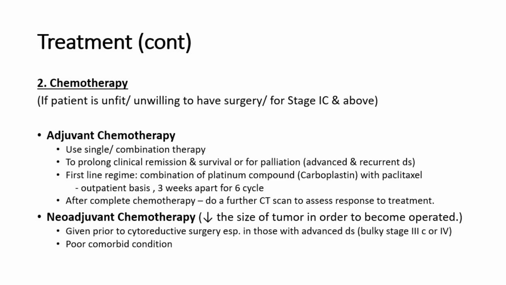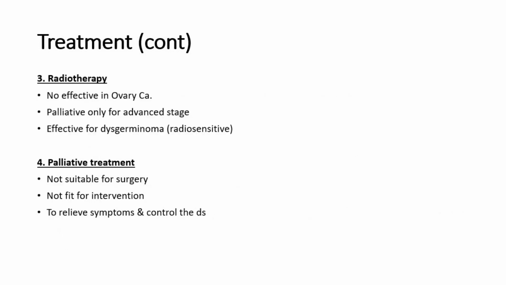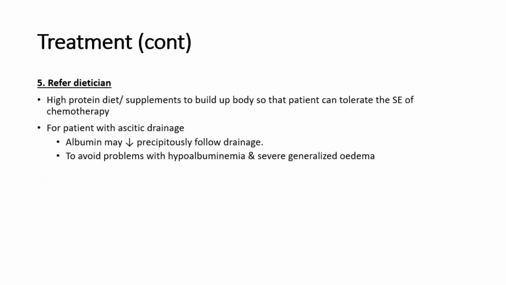Radiotherapy is not effective in ovarian CA. It is only for palliative care for advanced stage. However, it is effective for dysgerminoma, which is a radiosensitive tumor. Palliative treatment is for those who are not suitable for surgery, not fit for any intervention, and also to relieve symptoms and control the disease. We can also refer the patient to a dietitian for a high protein diet and supplements to build up their body so they can tolerate the side effects of chemotherapy.